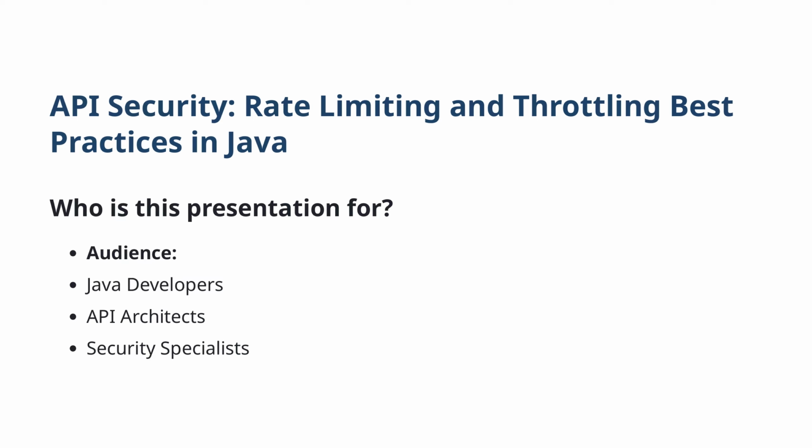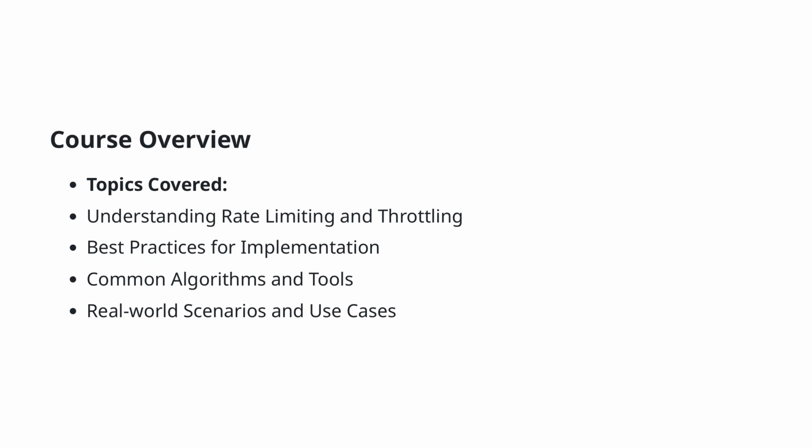This presentation is designed for Java developers, API architects, and security specialists. We'll dive into the intricacies of API security with a focus on rate limiting and throttling best practices. This course aims to equip you with the knowledge and tools necessary to implement these practices effectively, ensuring robust and secure API environments. This course provides a comprehensive overview of rate limiting and throttling best practices specifically for Java developers, API architects, and security specialists.